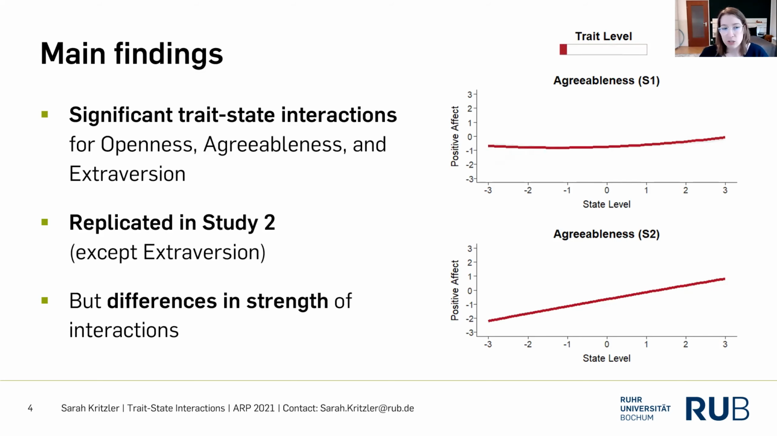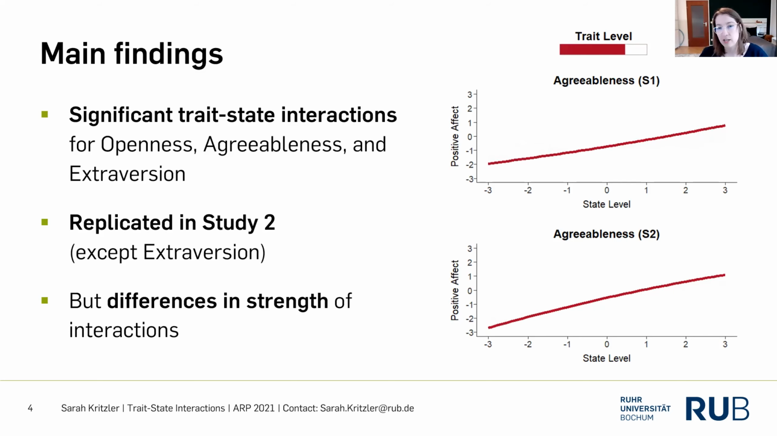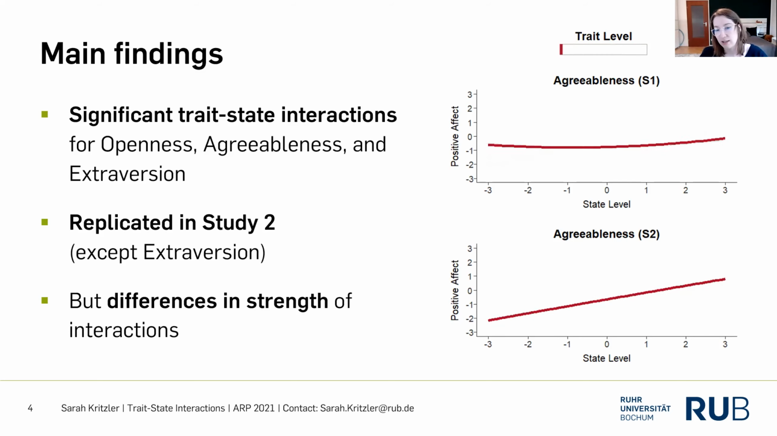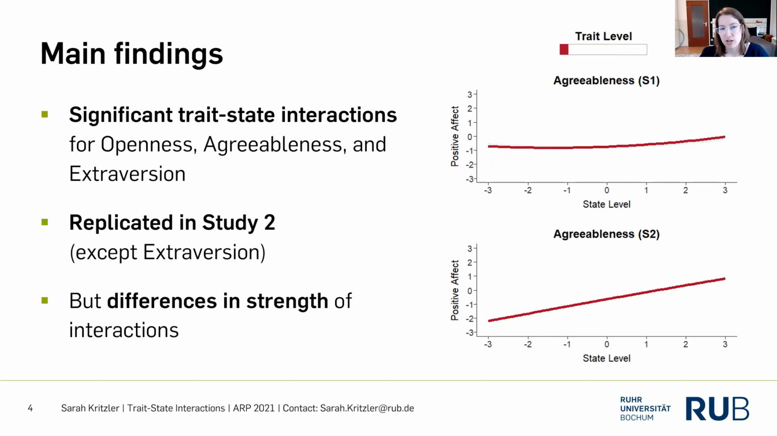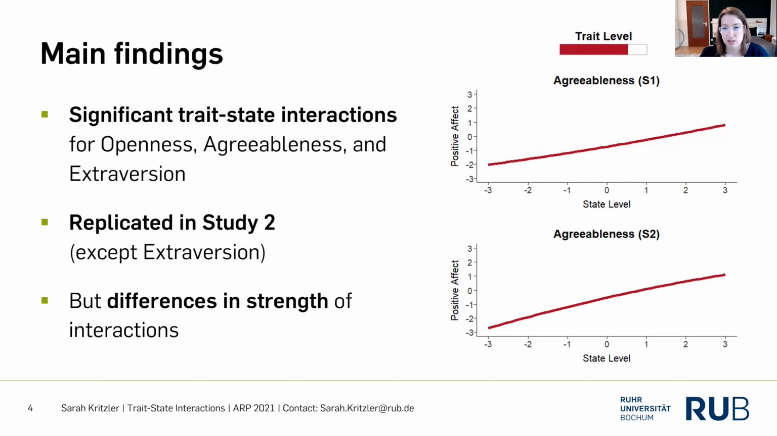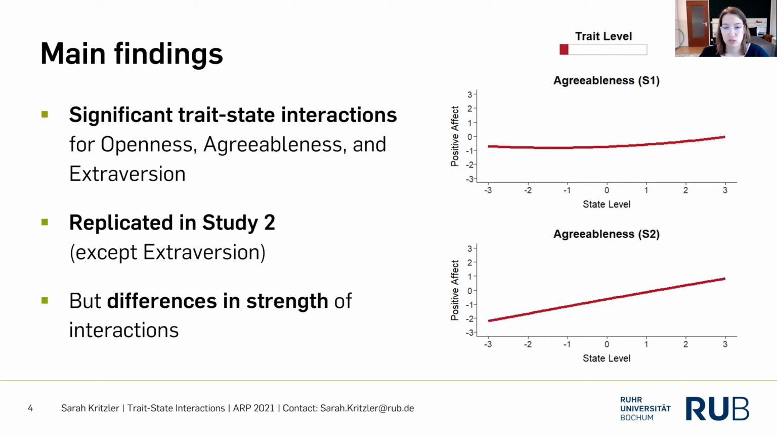You can also see, which was our third main finding, that the relative strength of the interactions, how much this line changes with increasing trait levels, differed between the two studies. In study 1, interactions were generally stronger than in study 2, but in both cases, these interactions were significant.